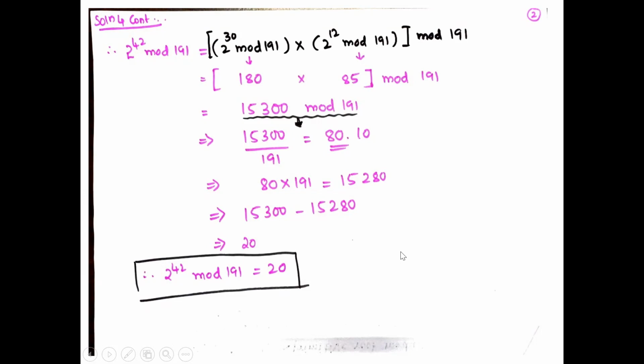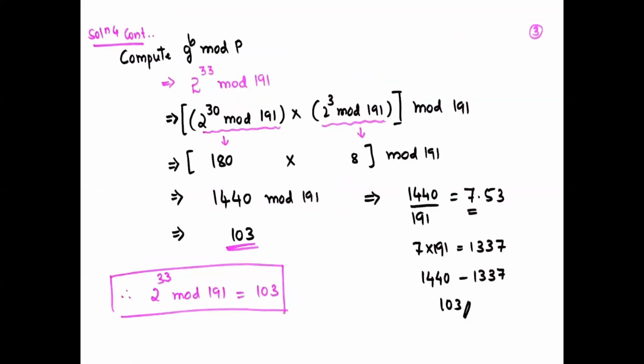Similarly, you calculate G raised to B mod P. How to do that? G raised to B mod P is 2 raised to 33 mod 191. It can be rewritten as 2 raised to 30 mod 191 into 2 raised to 3 mod 191, whole mod 191. 2 raised to 30 mod 191 we have already calculated in the previous step, that is 180. 2 raised to 3 is 8, mod 191, which is 8 itself. 180 into 8 is 1440 mod 191.